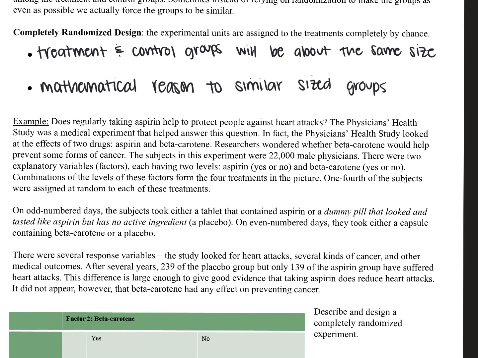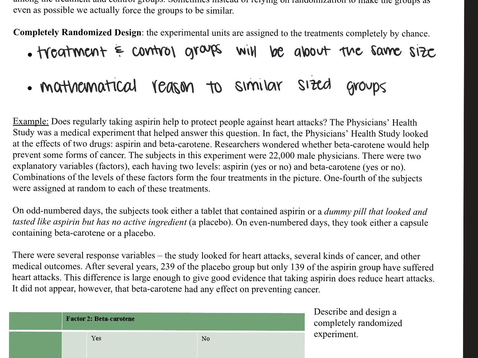So there was a question that says, does regularly taking aspirin help to protect people against heart attacks? There was something called the Physician's Health Study, and it was a medical experiment that helped answer this question. It looked at the effects of 2 drugs, aspirin and something called beta-carotene. The researchers wanted to know whether beta-carotene would help prevent some forms of cancer. And so the subjects in the experiment were 22,000 male physicians.